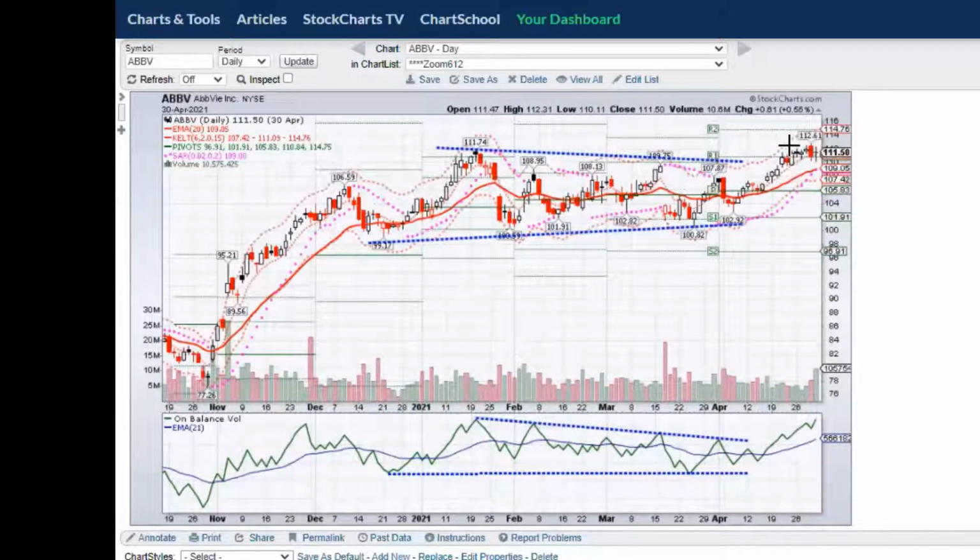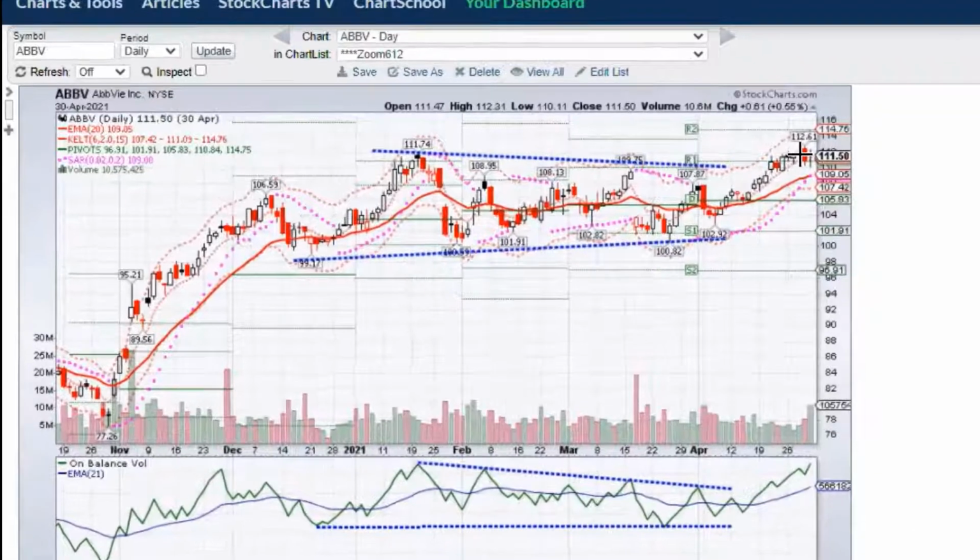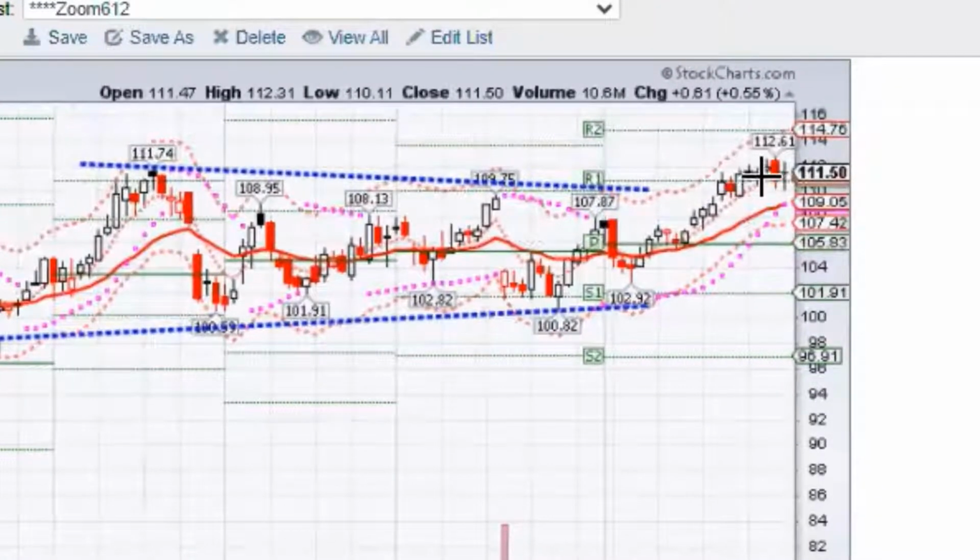Now the market seems to be consolidating right around that R1 level. If you're in that option position, it's been moving sideways for a number of days. In this case, at the end of April, when you're in a May option, you might think about taking some off because you only have 3 weeks left.